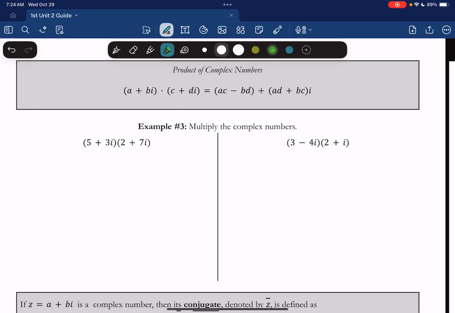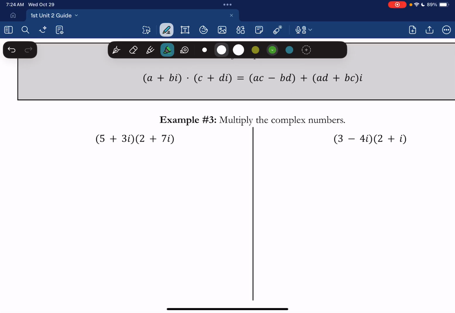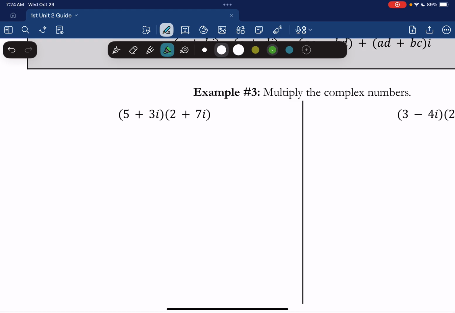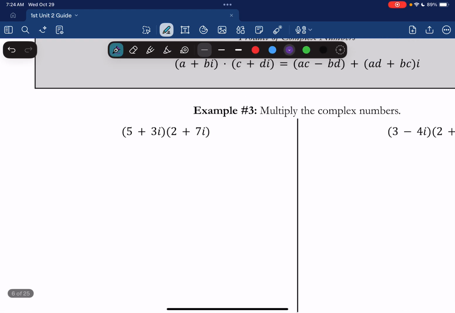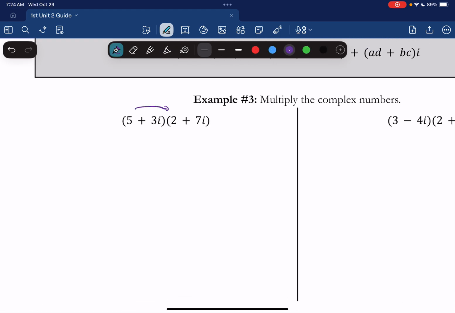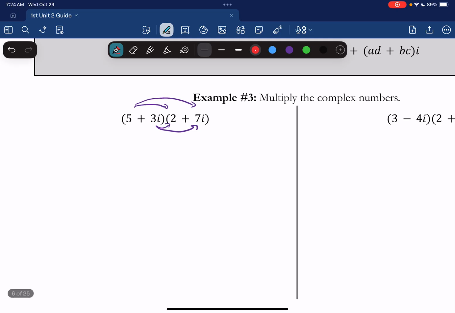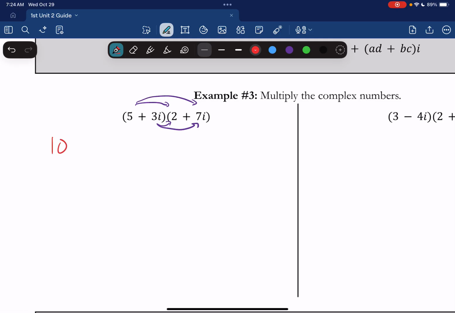All right, so now getting into multiplying. So you can just go ahead and it is distributing the two binomials, multiplying the binomials together. So to multiply, I'm going to do 5 times 2, 5 times 7i, 3i times 2, and then 3i times 7i. So 5 times 2 gets me 10. 5 times 7i is going to be plus 35i. 3i times 2 is going to be plus 6i. And then 3i times 7i is going to get me 21i squared. And just remember that i times i is that i squared.